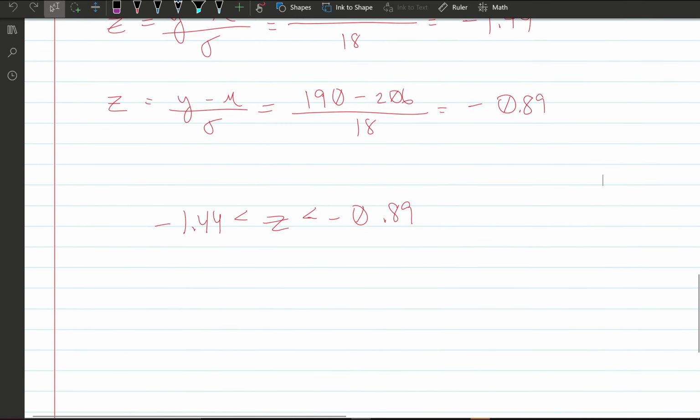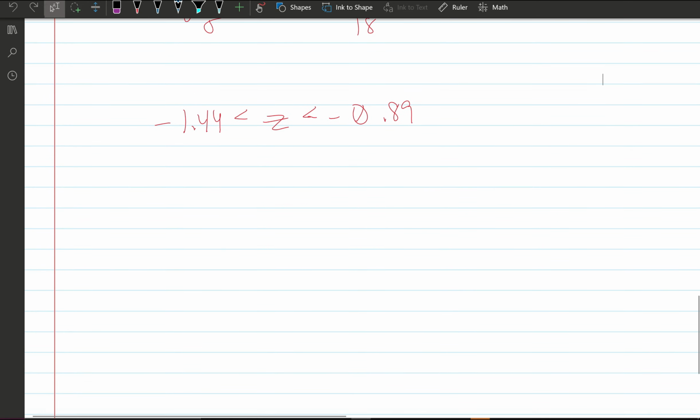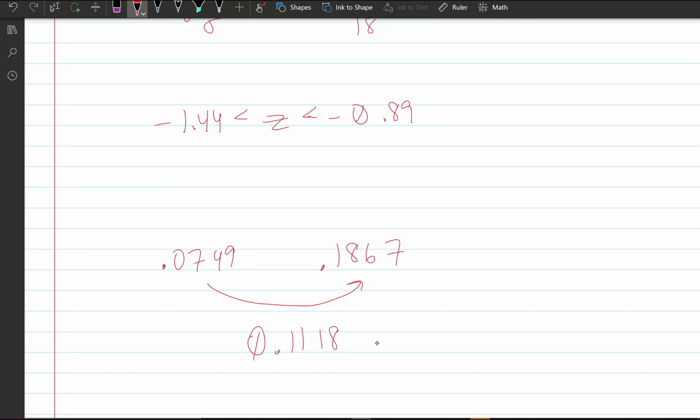So going back, we're going to go ahead and perform our calculation. We said we've gotten 0.0749 and 0.1867, right? Understanding that we're trying to find the area in between those two, we can subtract 0.0749 from the 0.1867. Doing so, we get 0.1118. This is the area in between those two values.